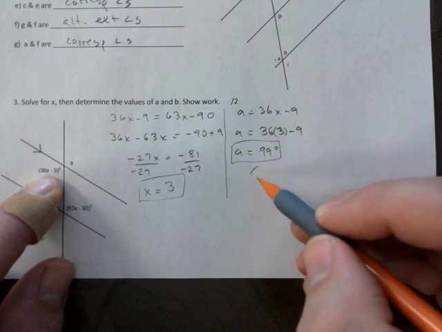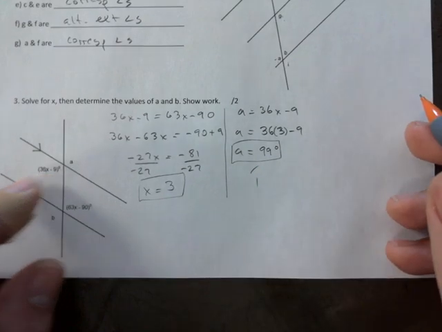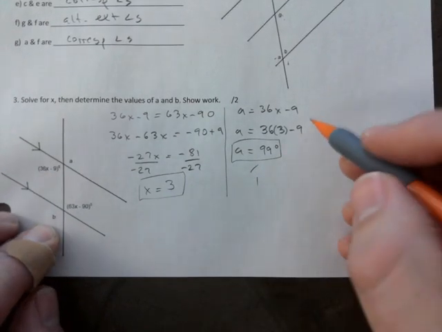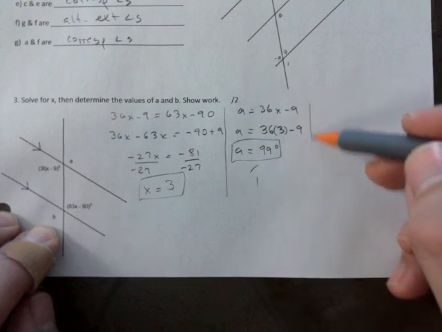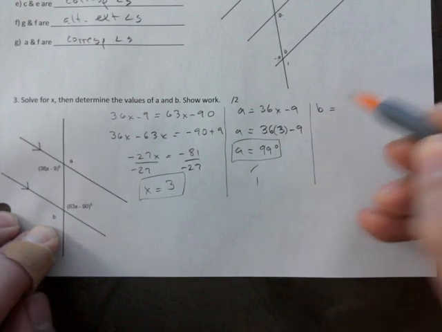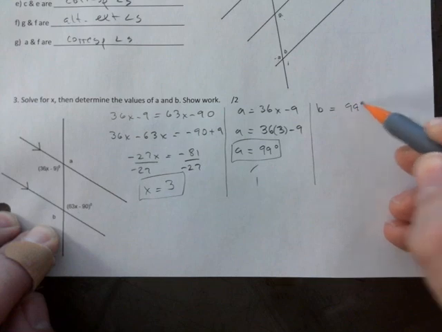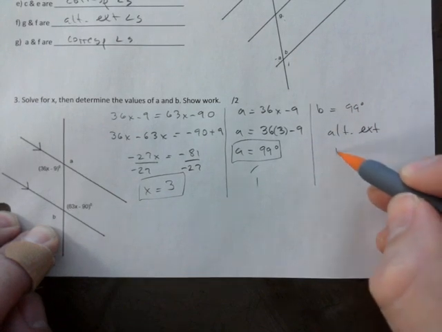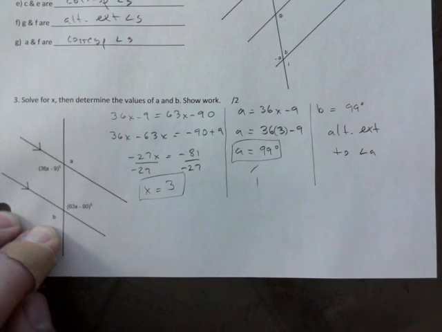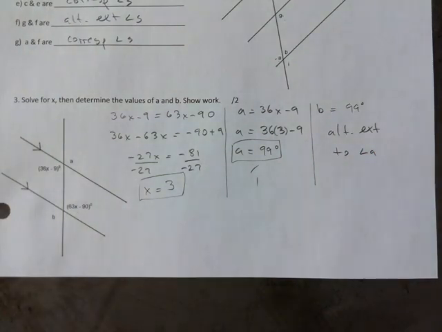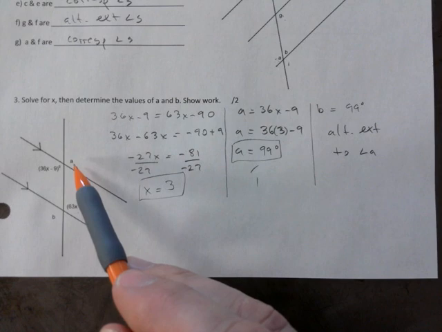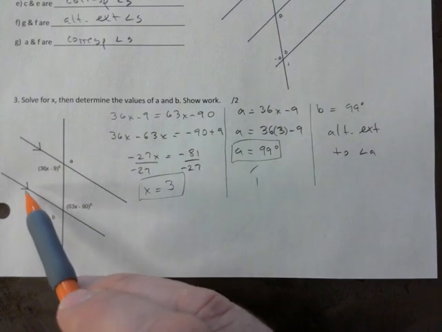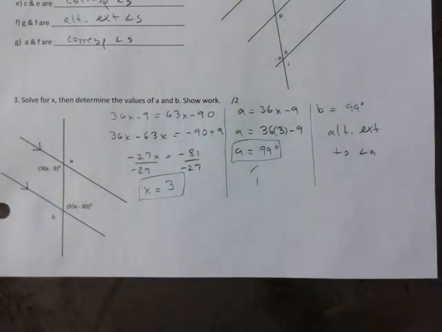Also a mark. And B is alternate exterior. B is also 99. And I'll just say alternate exterior to angle A, right? Like if you want to kind of trace it back, this one is alternate exterior to that one. And notice the parallel line symbols were there, so you can assume all these things are true.